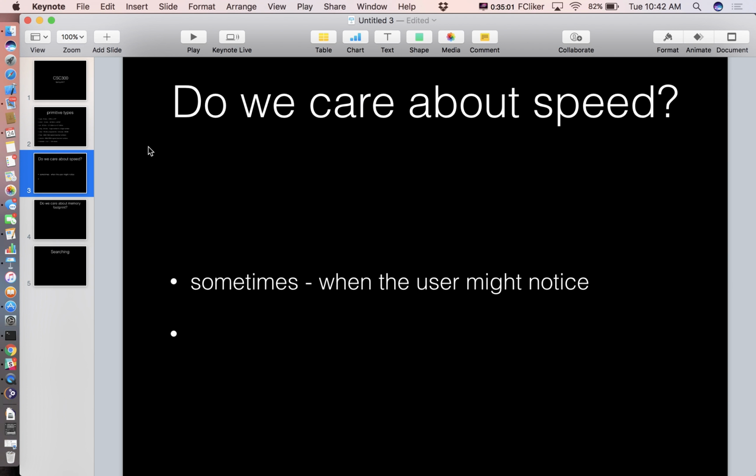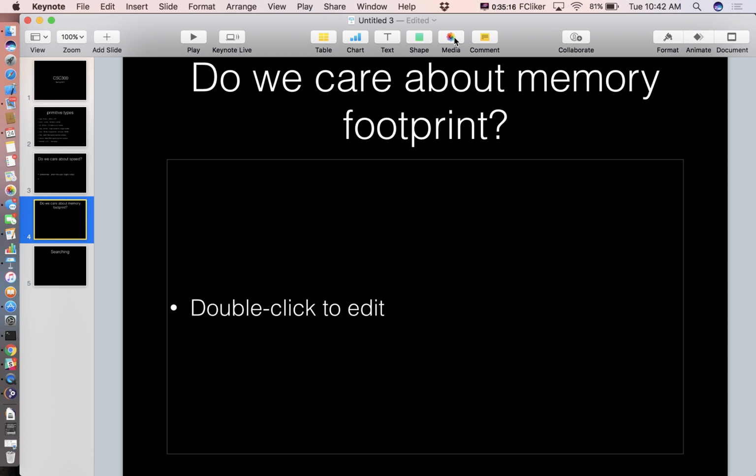The point is I only have to do that one time, right? So if it takes a little bit longer to install, not the end of the world, because it happens one time. If it's something that's happening constantly, we then actually care about it. Okay, so when the user might notice, we care about speed. What about memory footprint?